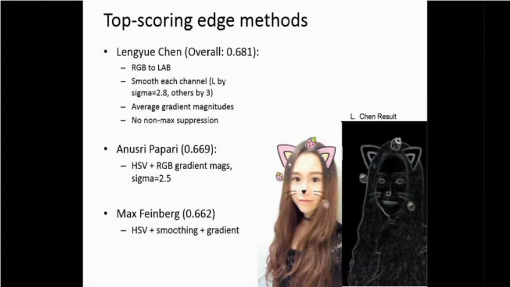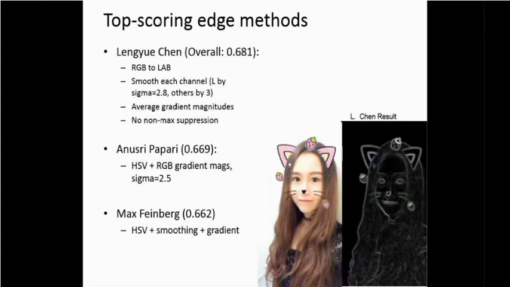Just a couple of notes. You could submit your results for edge detection. Many of you noticed that if you don't do non-max suppression, then you get better results, just because of the way the evaluation code was set up. But the best scoring methods tended to use another feature space other than RGB as well. Some used LAB space.